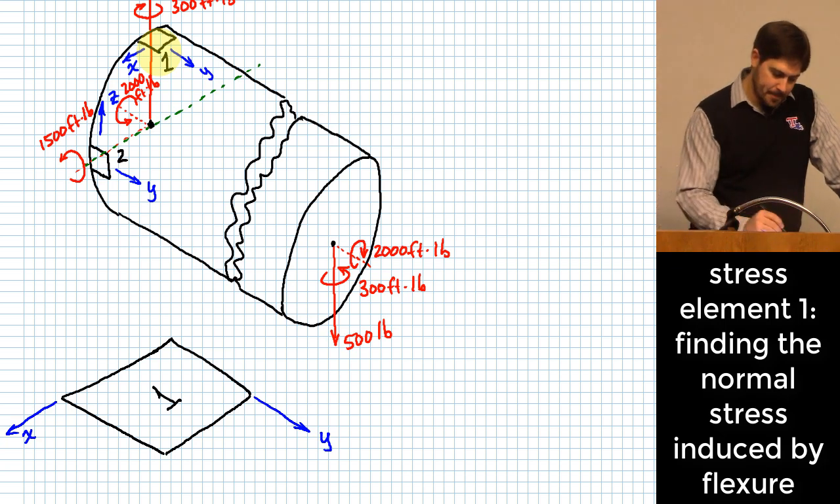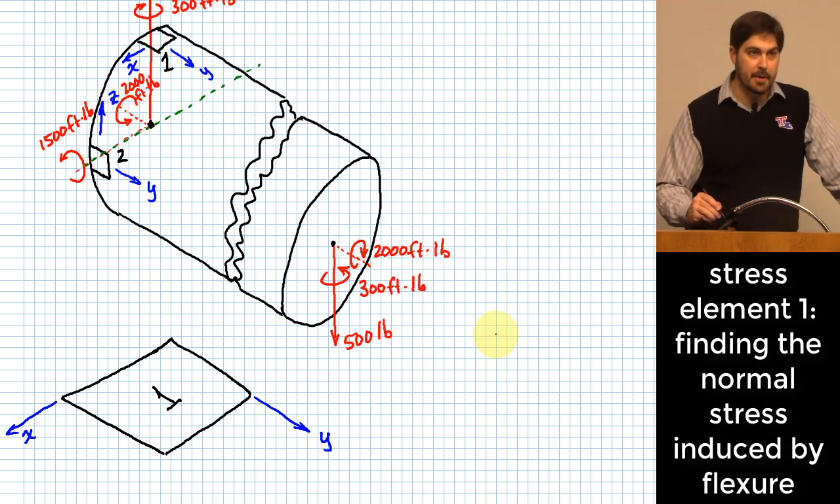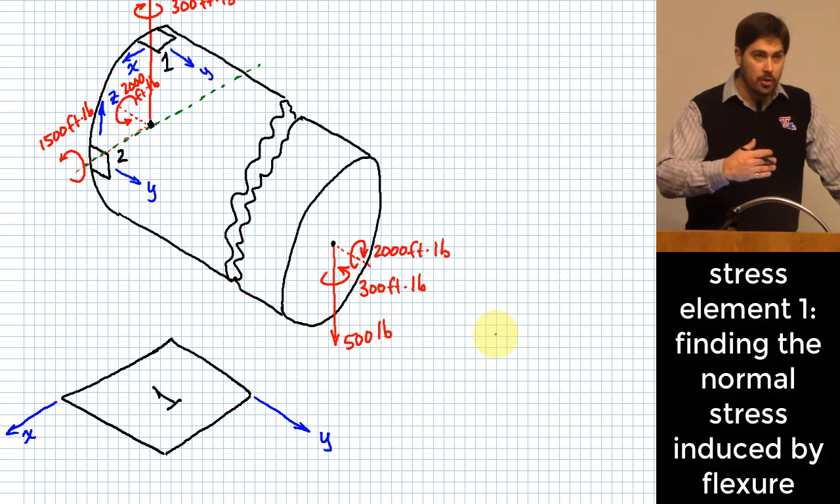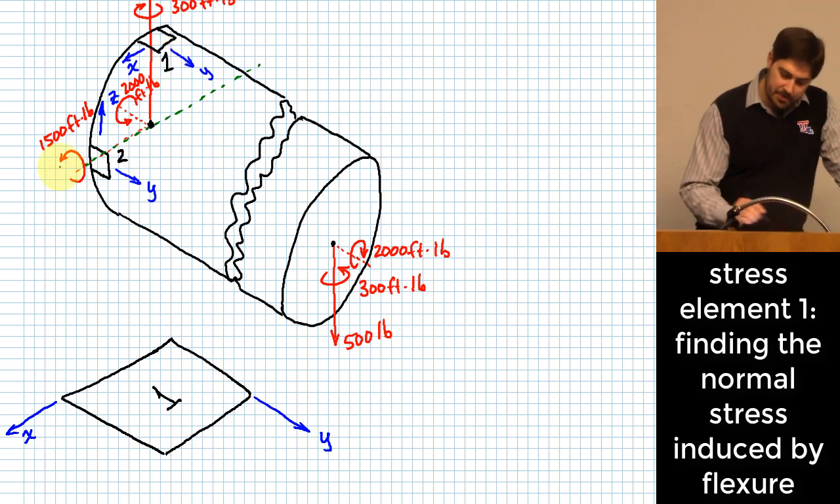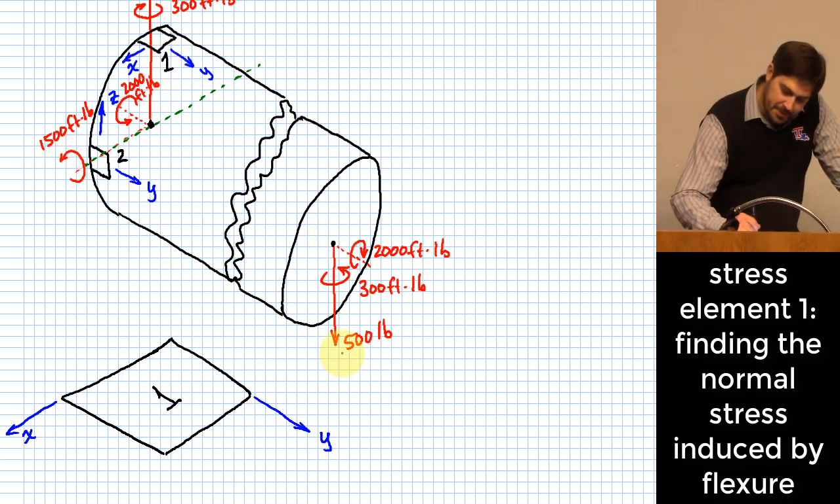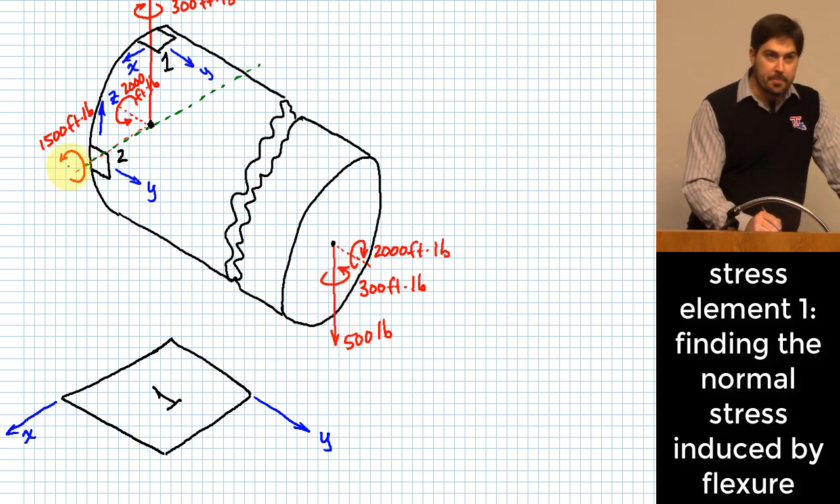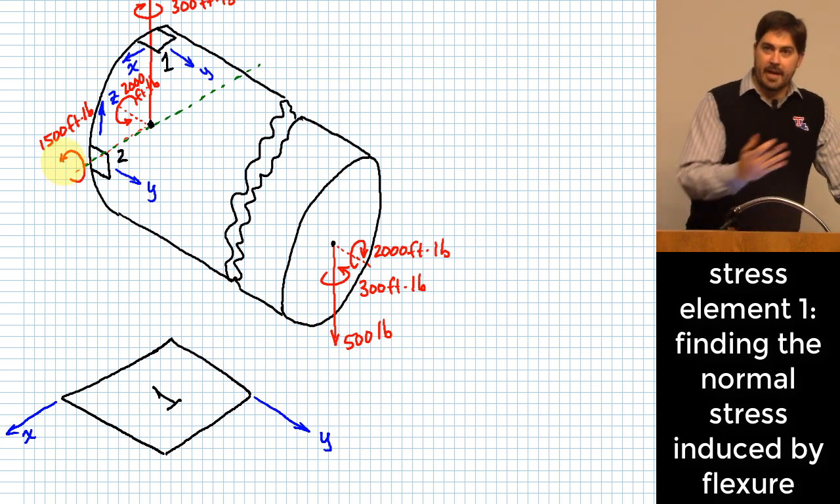Okay. Not the 2,000. 2,000 is a twisting action along the long axis of this member, right? The 1,500 foot-pounds would be the bending moment that's experienced at the wall that would create stress in patch 1, okay? And what you see there is there's a 500-pound force downward out on the end of the rod, and that's reacted by this 1,500 foot-pound concentrated moment at the wall.